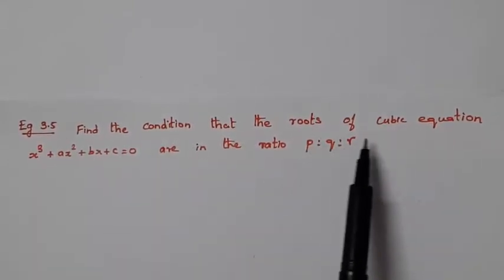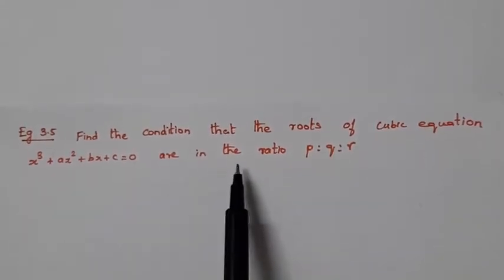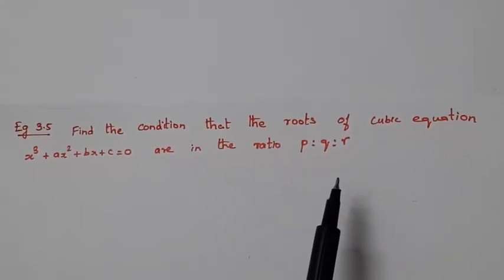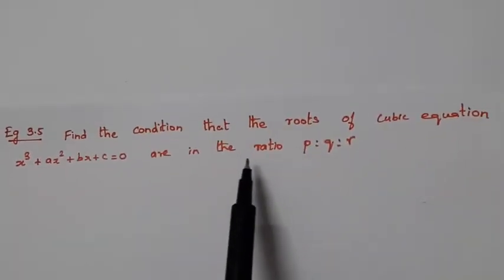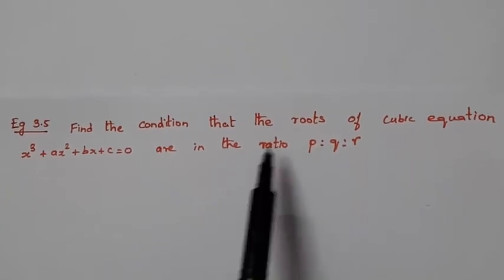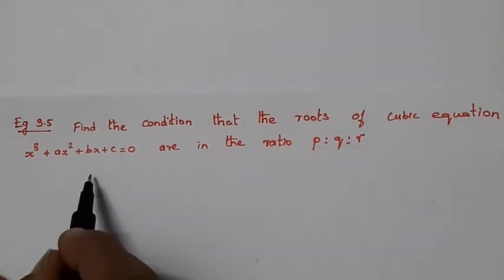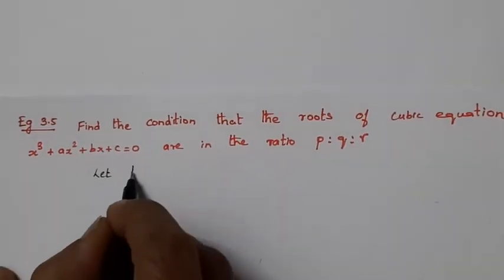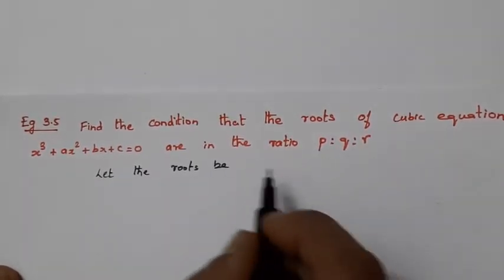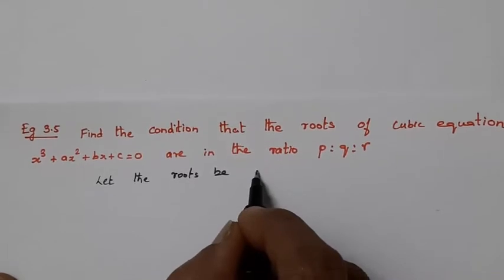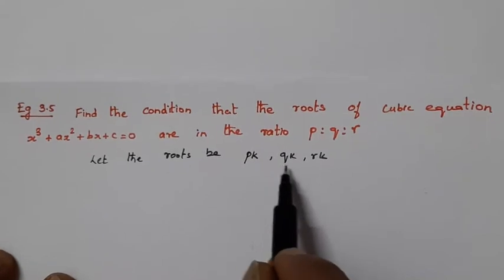Find the condition that the roots of the cubic equation x cube plus ax squared plus bx plus c equal to 0 are in the ratio p is to q is to r. You have to find a condition using the roots, where the roots are not given, but they are given to be in the ratio p is to q is to r. So, let the roots be pk, qk and rk, where k is a common value.